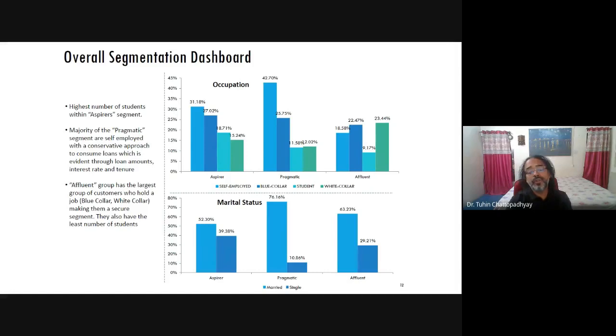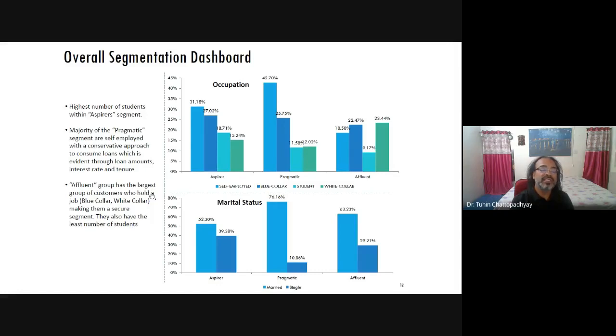Now, a very important aspect I would like to mention: as I have shown you, not all variables were quantitative in nature. Some variables were qualitative, categorical. In occupation, you can see categories like self-employed, blue collar, student, white collar. In marital status, married, single. These are not possible to convert into quantitative. These are qualitative.